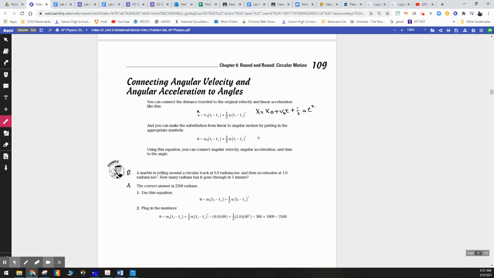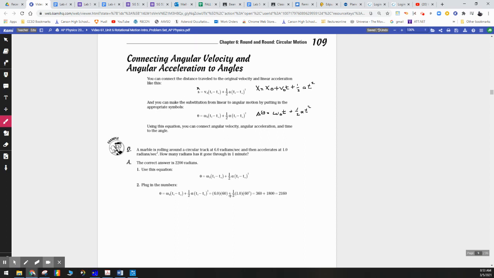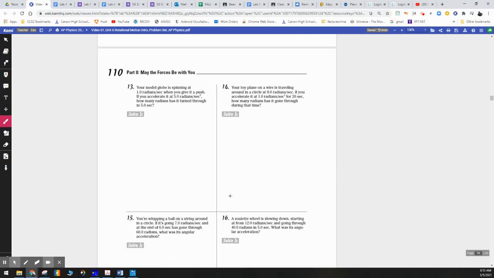So in the rotational version, you could just say delta theta is equal to omega initial, the initial angular speed, times t, plus 1/2 alpha t squared. We'll be using this relationship for the next problems. The guy did a problem here, but in extreme detail. We'll come down here and I will do number 13, and then you guys can do 14, 15, and 16. Number 13 says your model globe is spinning at 1 radian per second.